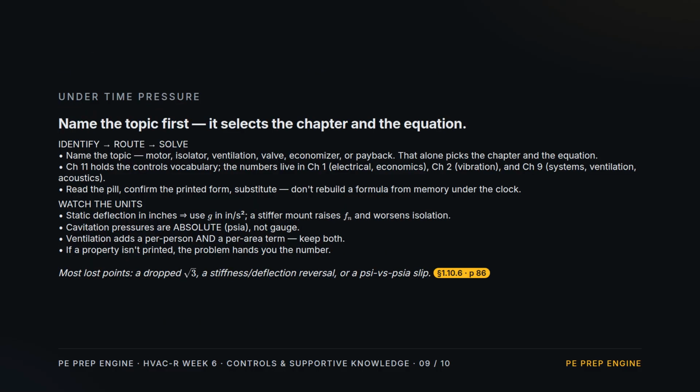The method under time. Name the topic first: motor, isolator, ventilation, valve, economizer, or payback, because that selects your chapter and your equation. Read the pill, confirm the printed form, and substitute. Don't rebuild a formula from memory. Then watch the units. Deflection in inches pairs with G in inch units. Cavitation pressures are absolute, and ventilation carries both a per person and a per area term. If a property isn't printed, the problem gives it to you.